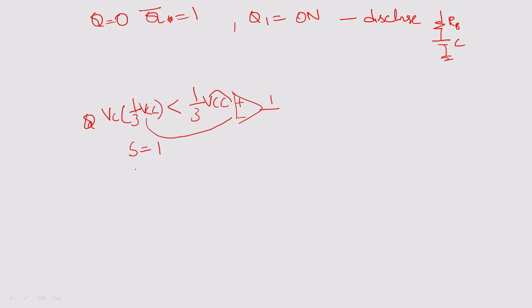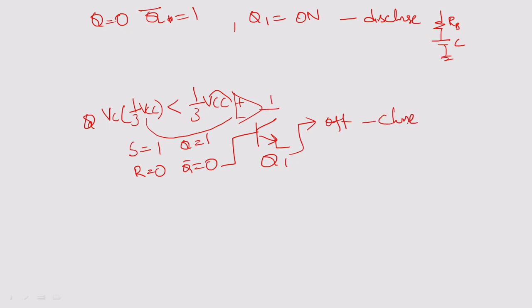Right, if S is 1, R will be 0, Q will be 1. We know that if set is 1, Q will be high, Q bar will be 0. If Q bar is 0, the transistor Q1 will become off. So what happens is it is unclamping, and it used to charge. Through which network? RA, RB and this capacitor network.